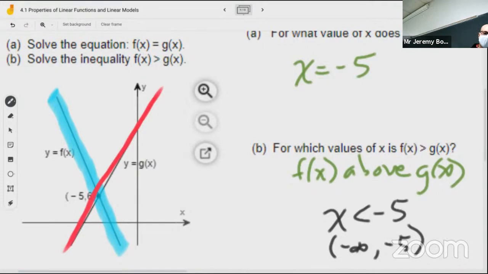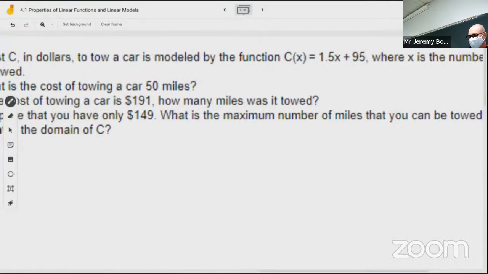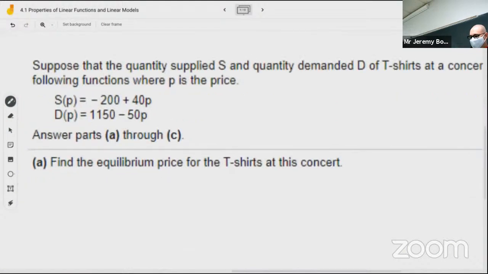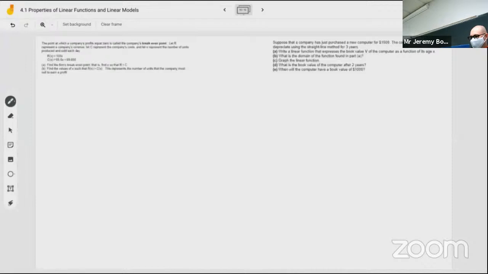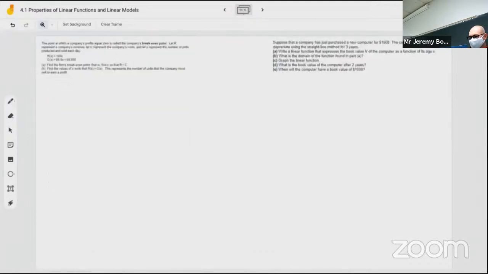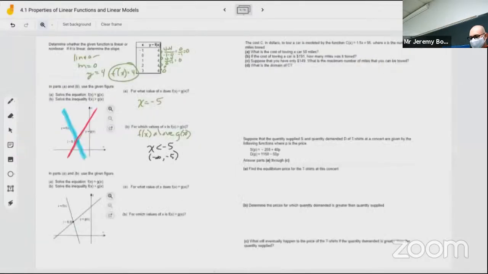Any questions on that? Good. All right. How much time do we have? Let's go ahead and go to these then. Let's do this one and then that one.